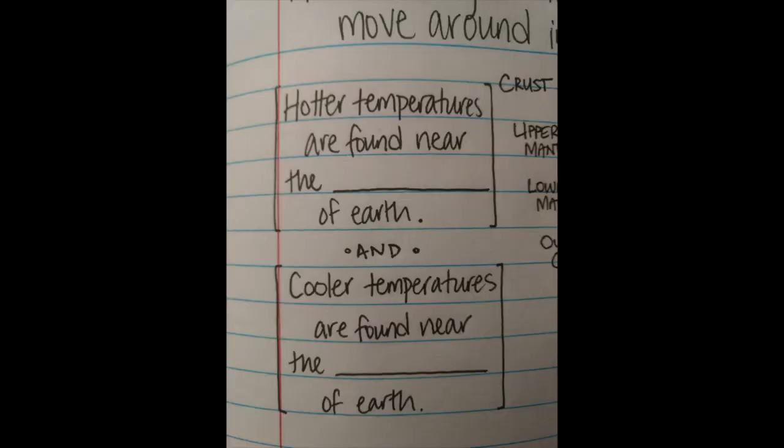Okay, now thinking about our Earth and the research that you guys did on each layer a couple weeks ago, I want you to complete this sentence in your ISN using words from your diagram. Hotter temperatures are found near the blank of Earth, and cooler temperatures are found near the blank of Earth.